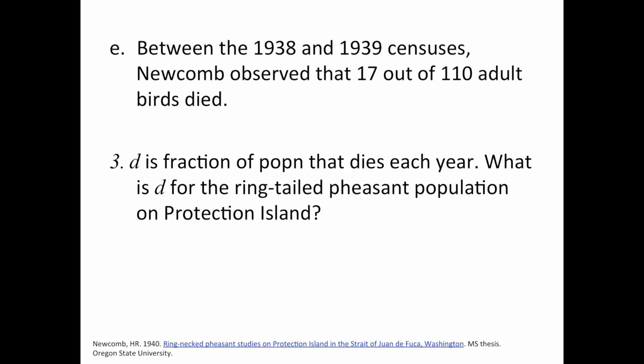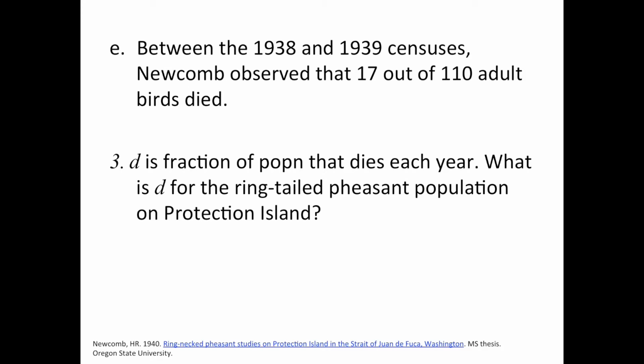So the third question I want you to answer is, D is the fraction of the population that dies each year. What is D for the ring-tailed pheasant population on Protection Island? So I'm just going to have Mr. Fofana pause the video here, and you can add that answer to the sheet of paper that you've been working on.